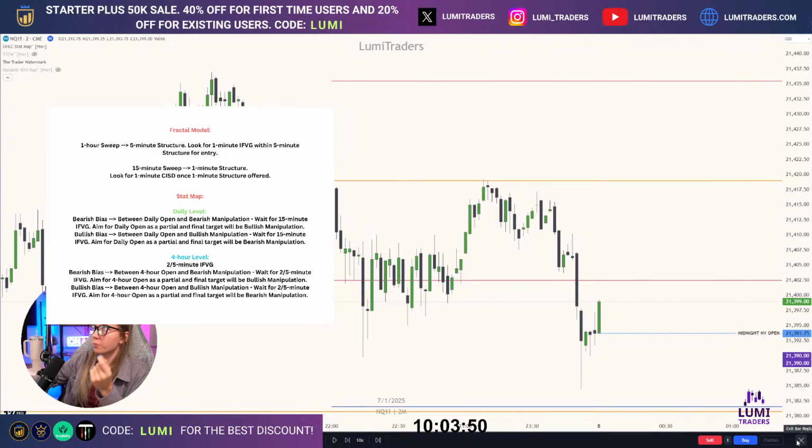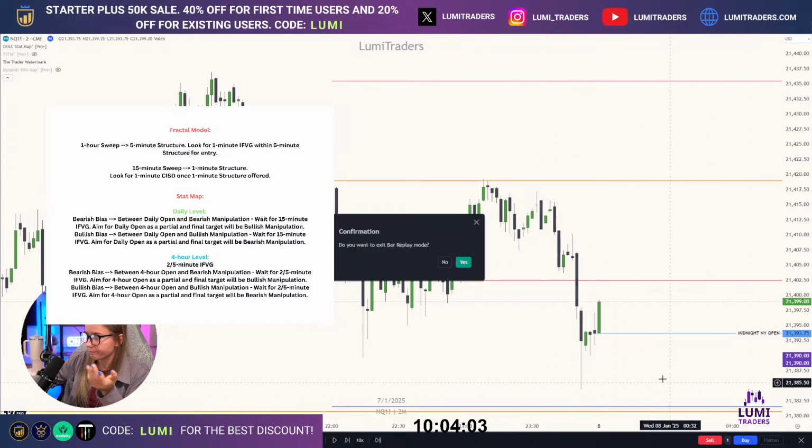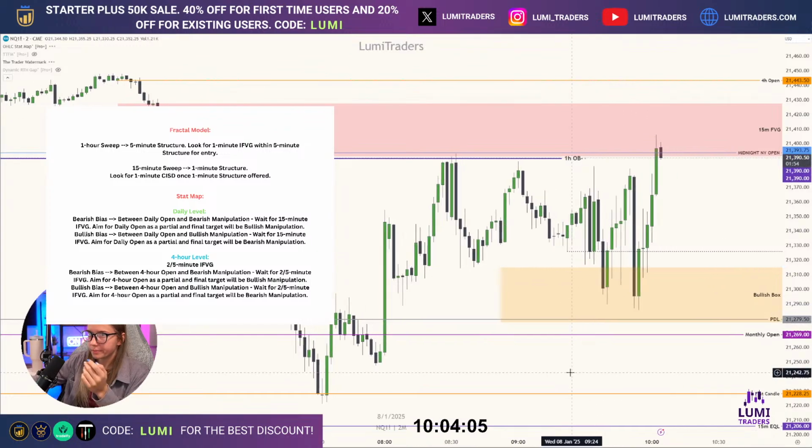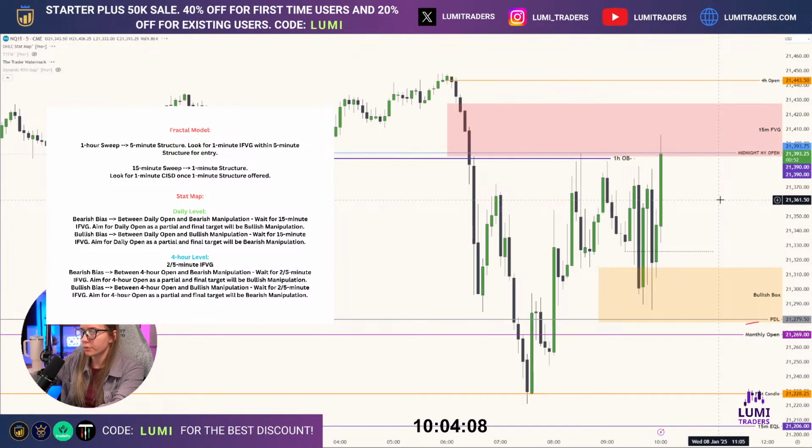This is why it's very important to understand that we must take partials and trail our stop loss. If you trade with one contract, you must take your full profit. You must take the profit at the partial level. Makes sense, right? Switching back to the 5-minute chart.